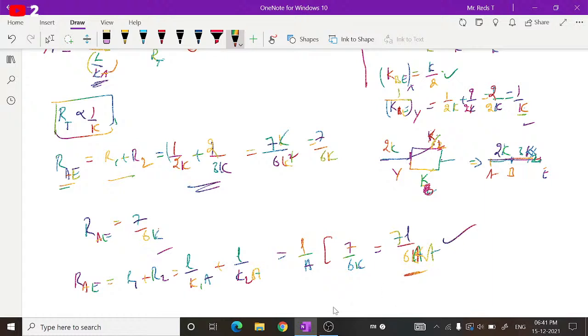The thermal conductivities you have to just replace, and you have to compare with the identical thermal resistance.